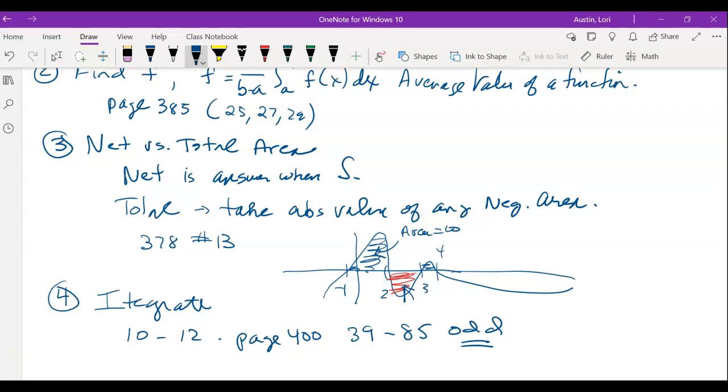So look what I put. I said, go to page 400, problems 39 to 85 odd. You don't have to do them all. But what 39 to 85 on page 400 looks like, I can't show it to you because I don't have to log in. I don't know what I can log into right now because I don't have my phone for my MFA. Literally, I'll show it to you.